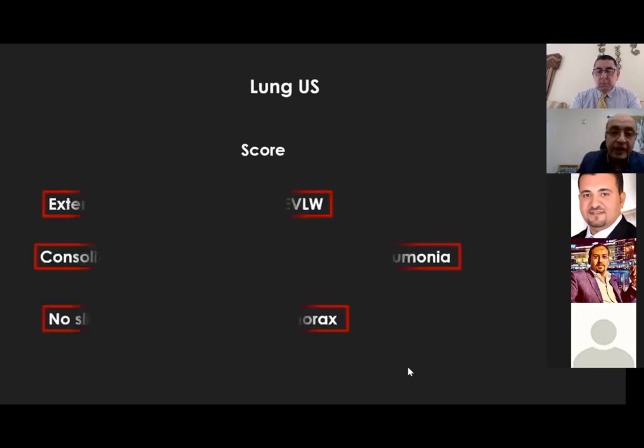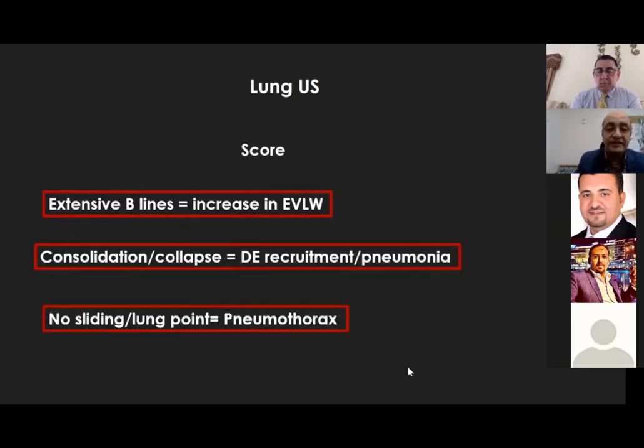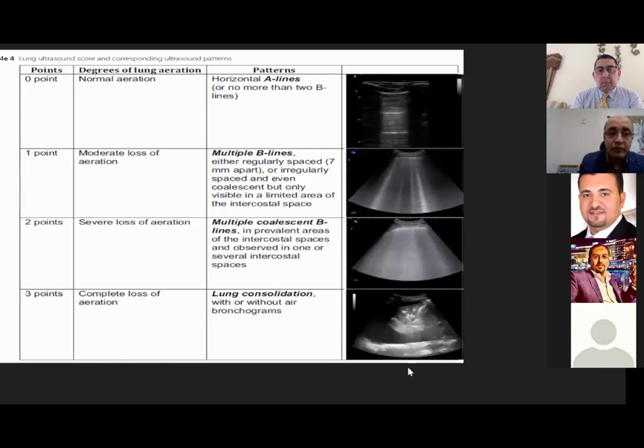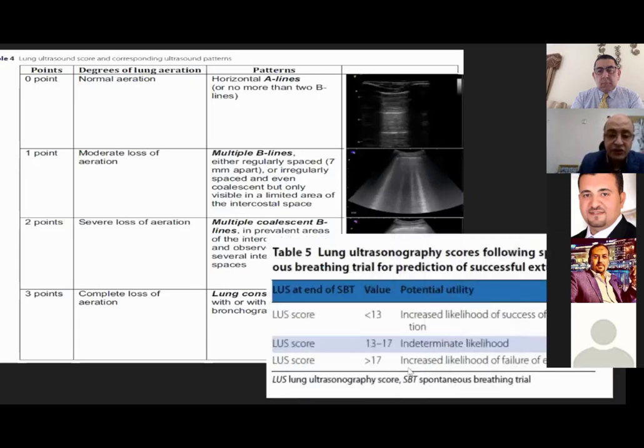Lung ultrasound is helpful because, as some people are going with lung scores, if you see a lot of vertical lines in different areas of the lung, it indicates that the parenchyma is wet or there is an increase in extravascular lung water. You have to give diuresis to diurese these patients. If you have signs of collapse and reduction of the air containing spaces or consolidation or de-recruitment, this means that you might probably need to be on positive pressure or to have non-invasive ventilation post-extubation. If you don't have a lung sliding point, this might diagnose for you the pneumothorax. Lung ultrasound was found to be very beneficial in the process of weaning, and this actually deserves a separate presentation maybe later on.